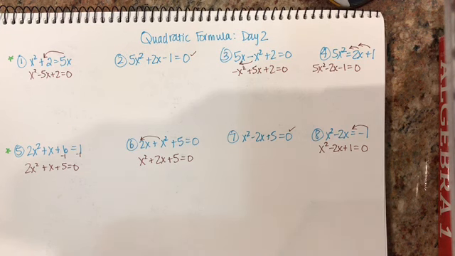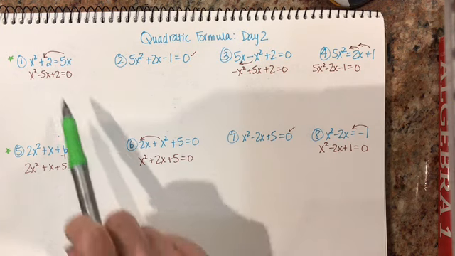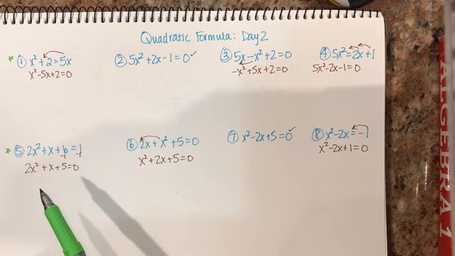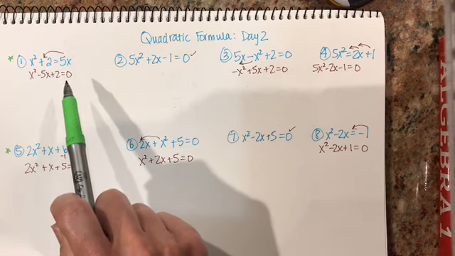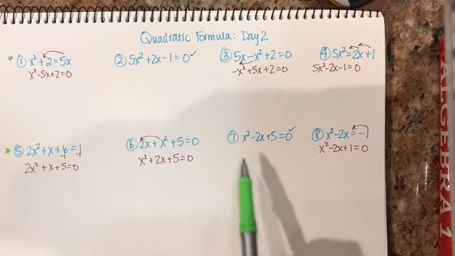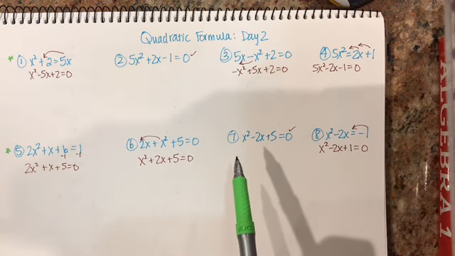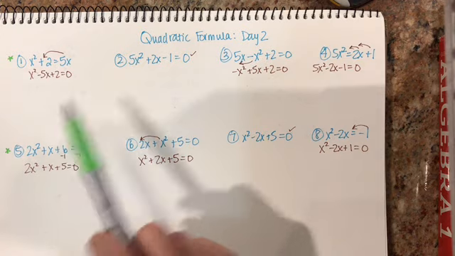This is the quadratic formula day 2 assignment. You have the same 8 problems we talked about in yesterday's video. And I've already gone ahead and put these all in standard form so that they equal 0. Notice number 2 and number 7 were already in standard form.